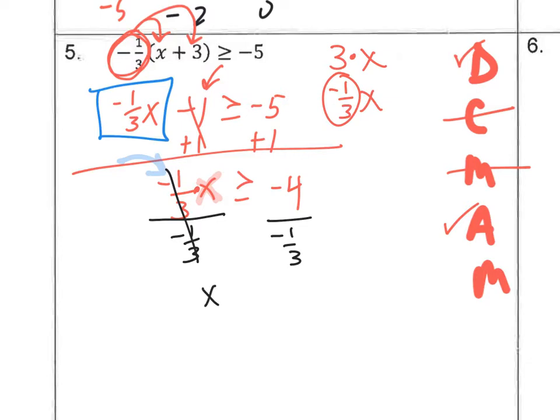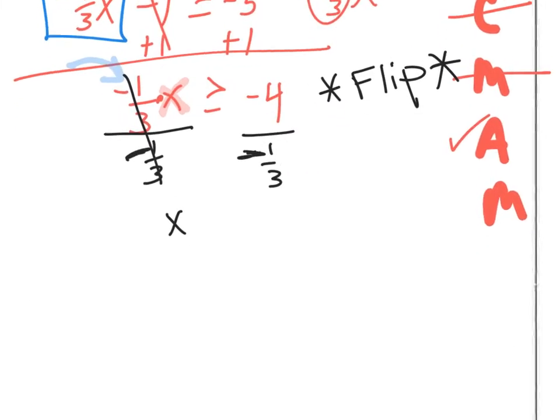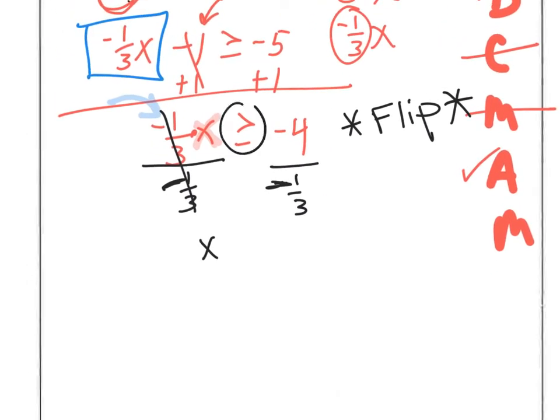Whoa! What's the alarm for? Well, you've got to flip. Why do we have to flip? Because we multiplied or divided both sides by a negative. So that means instead of writing greater than, I'm going to flip it and say less than.